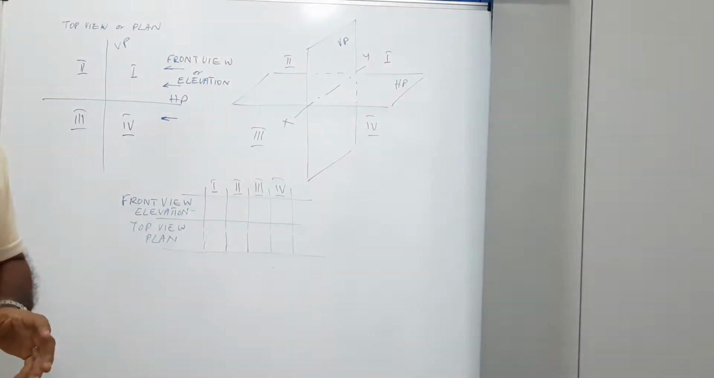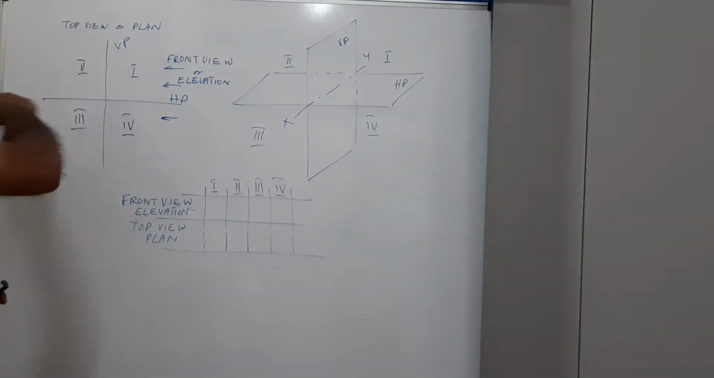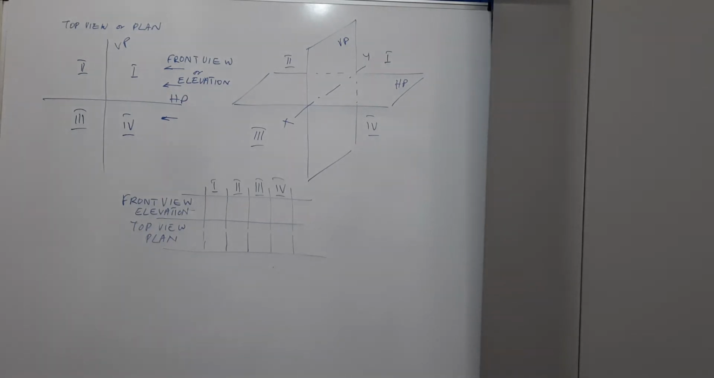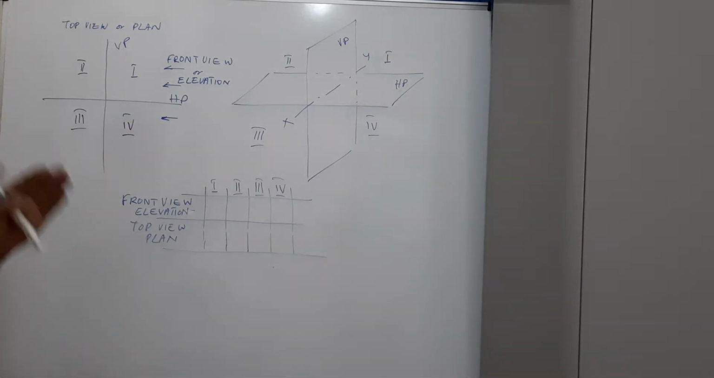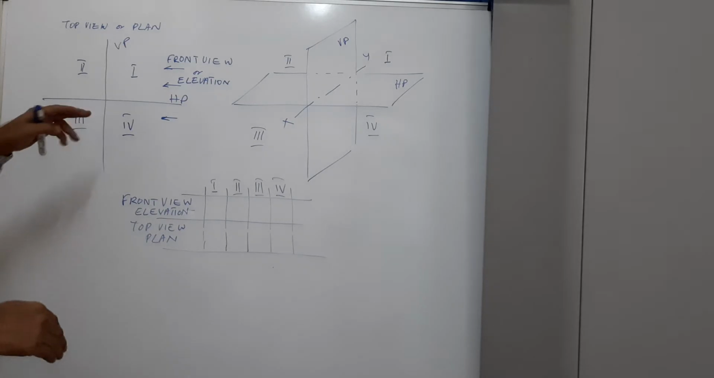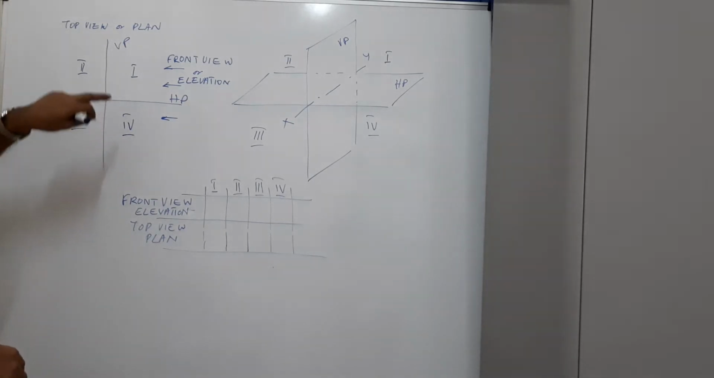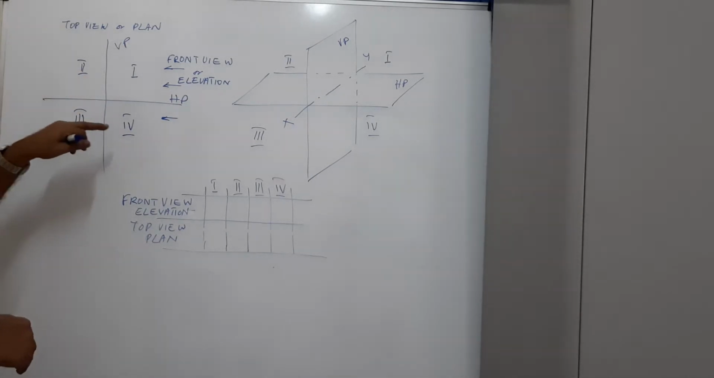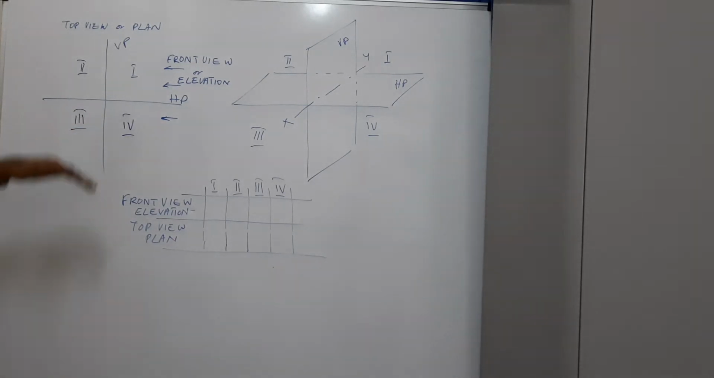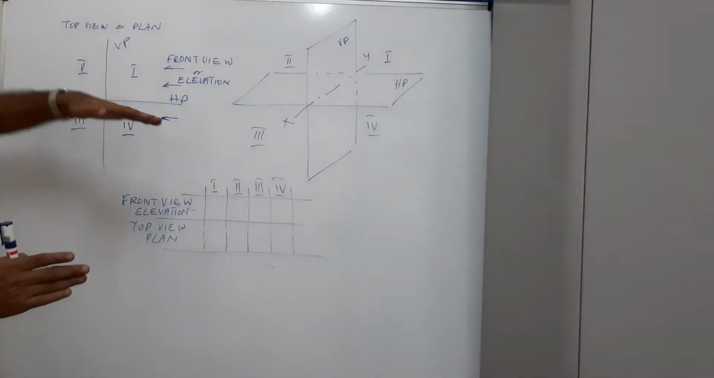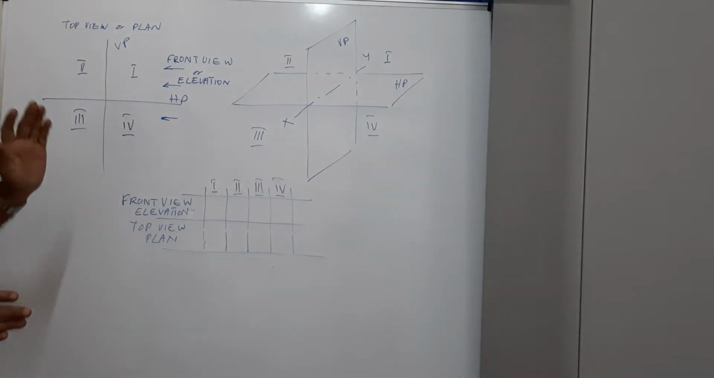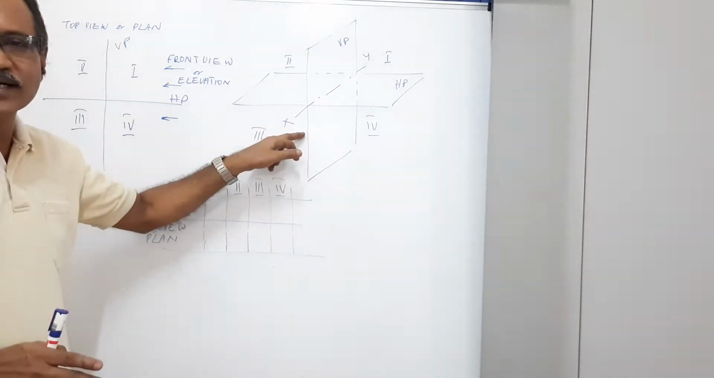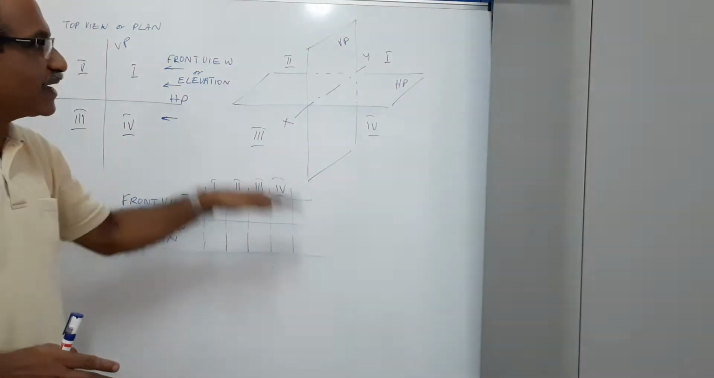For that, we assume a vertical plane and a horizontal plane. They are two transparent planes. They meet at 90 degrees to form four quadrants: quadrant 1, quadrant 2, quadrant 3 and quadrant 4. When we draw big objects, we assume big planes, and when we draw small objects, we assume small planes. This is a pictorial representation of the two planes.